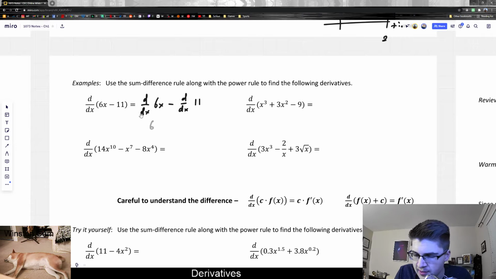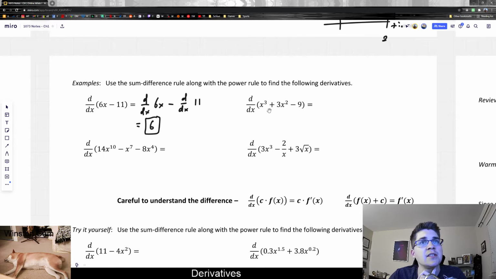So 6 times 1 is 6. And the derivative of a constant is always equal to 0. So I would get 6 minus 0, or 6. And what we would get for the derivative is just 6 and only 6. And again, that makes sense since it is a linear function of slope 6. It should have a constant derivative.